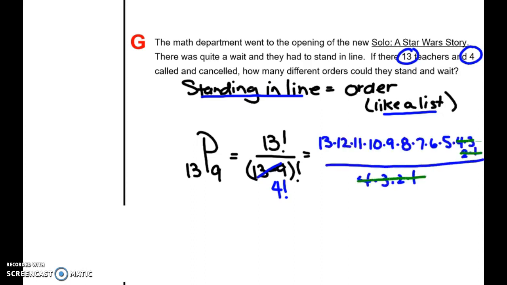I did write it all out here if you wanted to show all of the work. The 4, 3, 2, 1 cancels on the top and the bottom. You're left with 13, 12, 11, 10, 9, 8, 7, 6, 5. You can multiply that out on your calculator, or you can also use your factorial button, and it turns out you get 259,459,200 ways those teachers can stand in line.